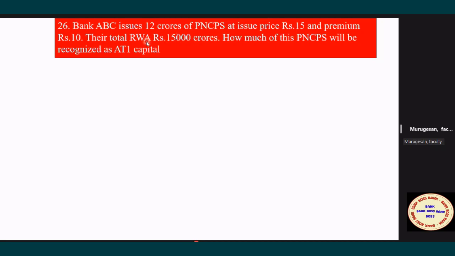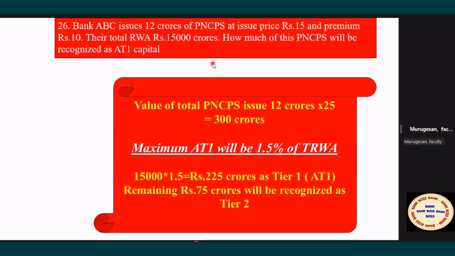The total RWA, TRWA, covering credit risk and every risk, is 15,000 crore. Now the question is, how much of this PNCPS will be recognized as AT1 capital? You know the rule, but now you have to apply it in practice. The value of the PNCPS is 12 crore shares at 25 per share, so it will bring 300 crores.